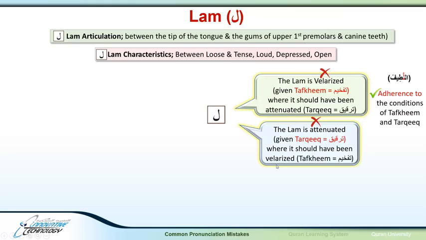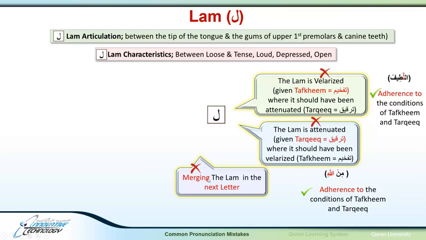Lam in other situations could be the opposite, and the mistake here would be giving the lam attenuation, tarqiq, where it should have been velarized, tafkhim. An example of that is من الله, saying min Allah with a light lam. Actually, it should have been min Allah. Lam here should have been given tafkhim. So the right way of pronouncing this, من الله. Allah, not Allah. Min Allah with a light lam is wrong. So we have to adhere again to conditions of tafkhim and tarqiq. There are situations where there is tafkhim, and there are situations where there is tarqiq. And there is a special lesson that explains this and when to perform tafkhim or tarqiq for the lam.